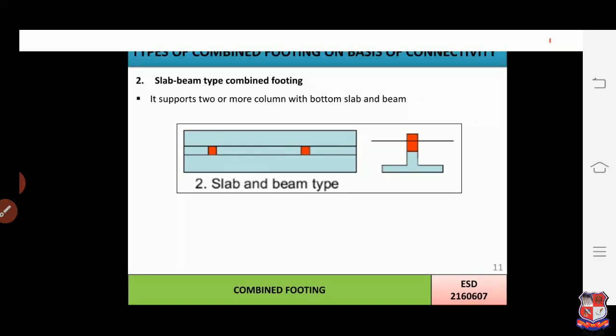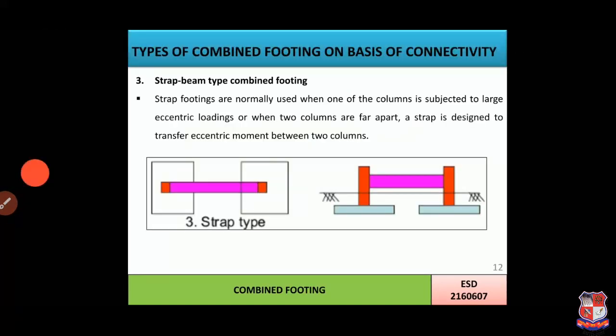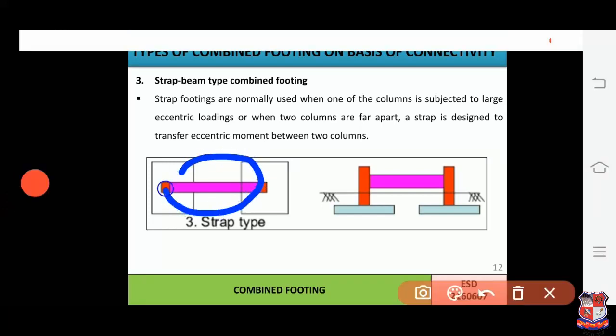Okay, now third, strap beam type combined footing. Strap footings are normally used when one of the columns is subjected to large eccentric loading, or when two columns are quite far apart from each other, or we can say any eccentric load is acting over there. A strap is designed to transfer the eccentric moment between the columns. Over here we can see that this one is called the strap. Okay, this is the strap. Now these are both columns, and this is our footing.